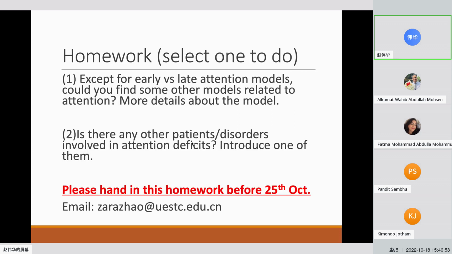And now I have to assign the homework. So there are two questions. Just pick one of them. The first one is, except for early or late attention models, could you find some other models related to attention? For more details about the model, maybe just 200 to 500 words. The second one is, are there any other patients or disorders involved in attention deficits? So just introduce one of them. Just pick or select one.